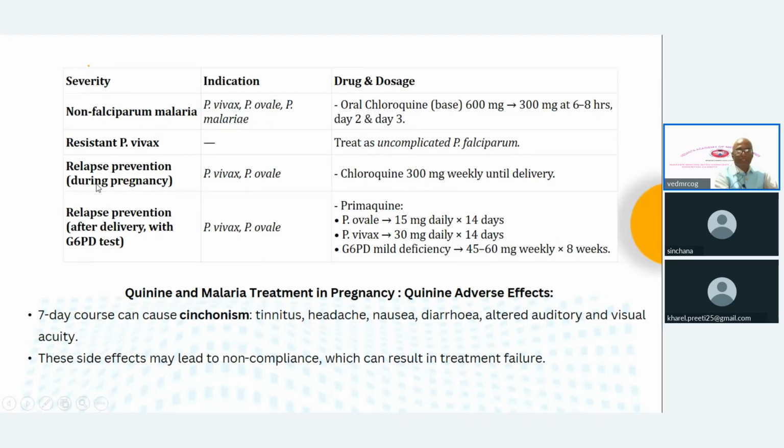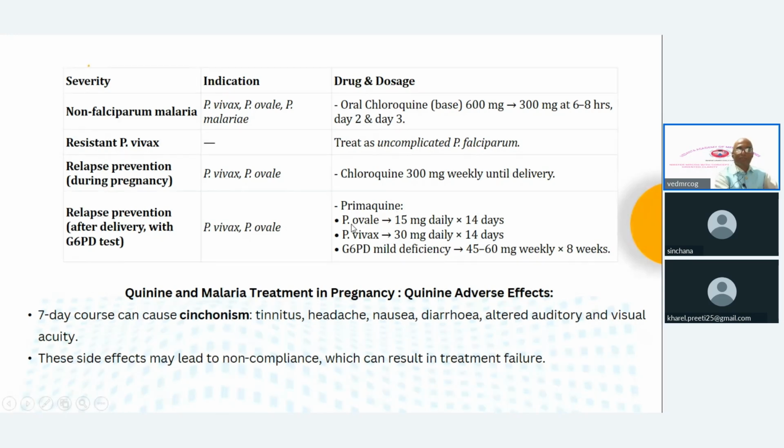Relapse is known with other non-falciparum malaria, especially Vivax and Ovale. The drug of choice is chloroquine weekly till delivery. Relapse prevention after delivery, with a G6PD test, primaquine can be used after the delivery. Not during the delivery.